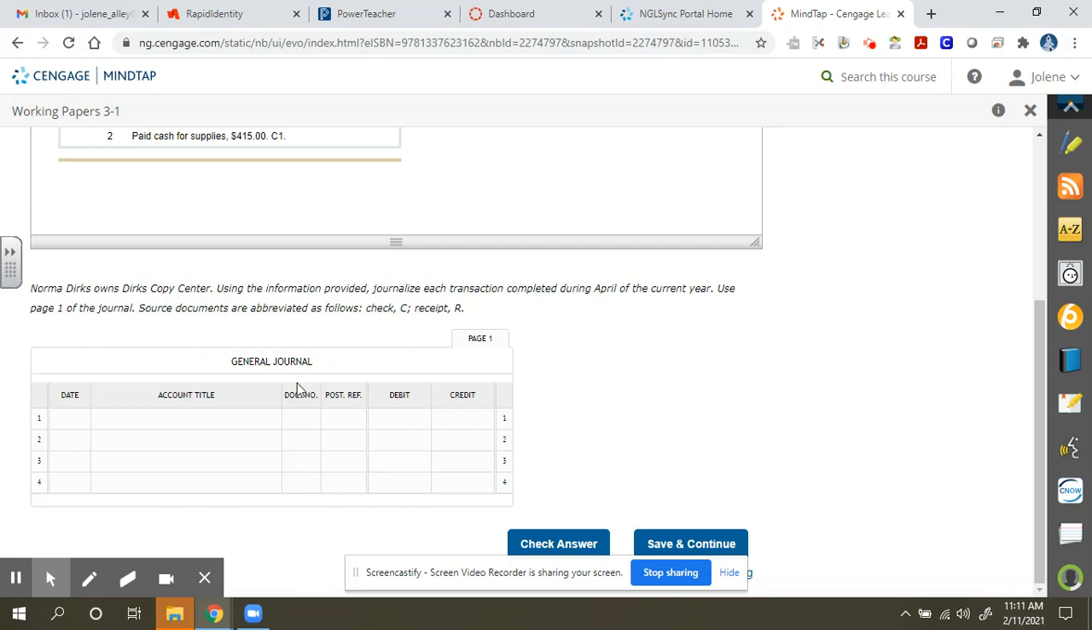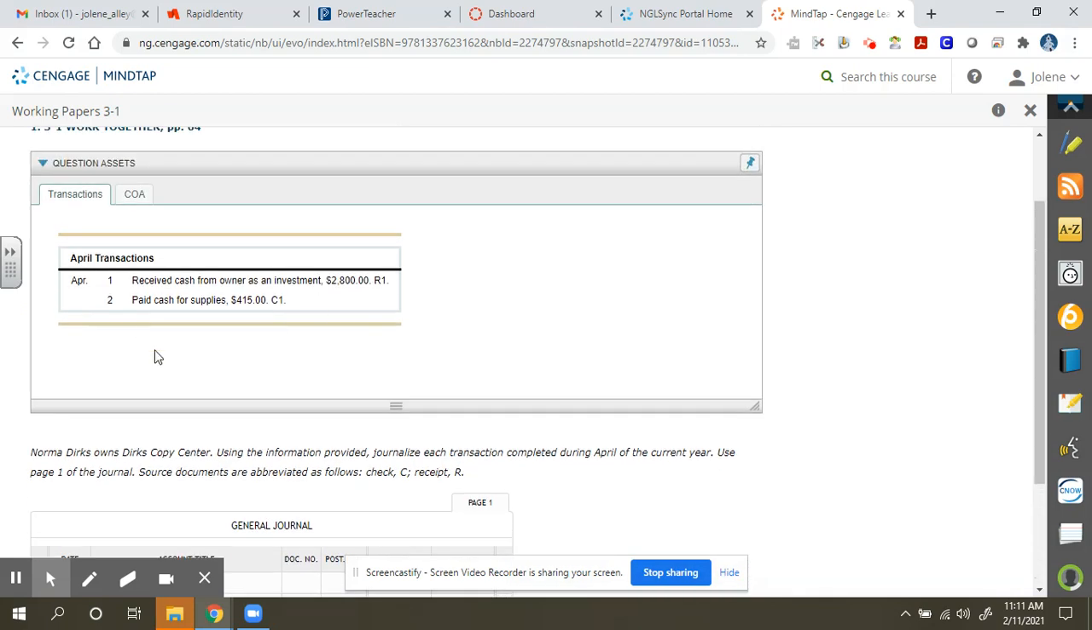Use page 1 of the journal. It already has the number for us, so we don't have to plug that in. The source documents are abbreviated as check with a C and receipt with an R. Now we go up here and we have our 2 transactions. These are the same 2 transactions that they show you in the book for 3-1.